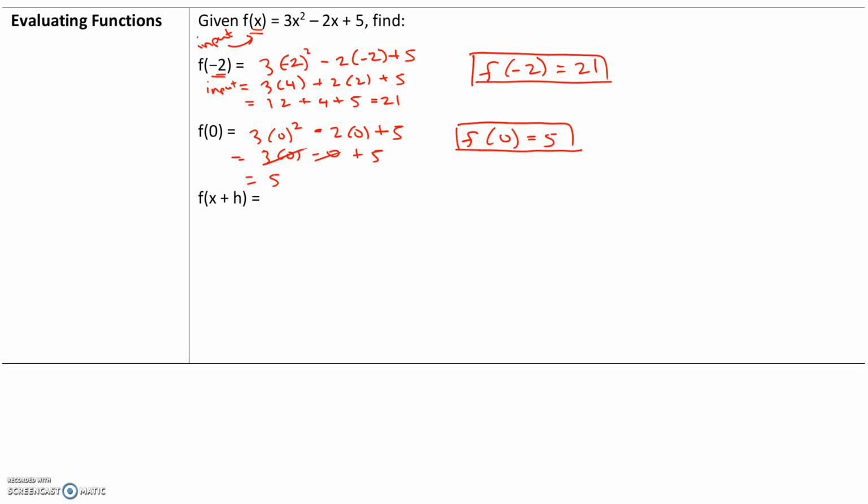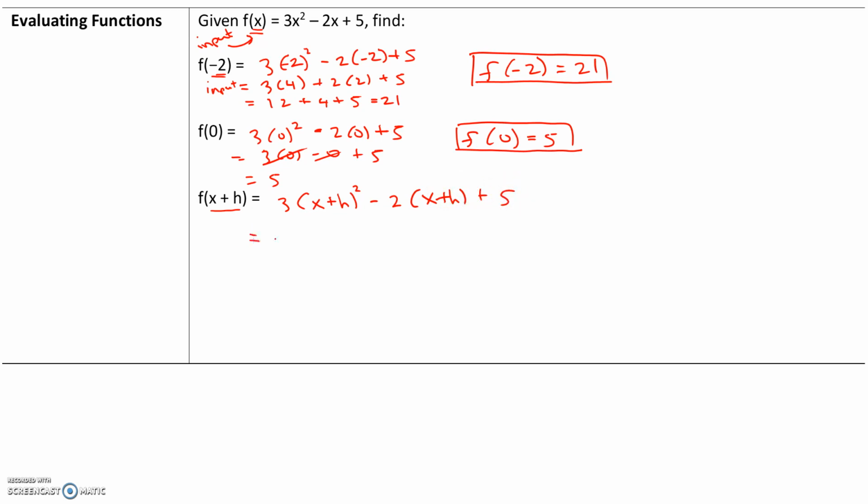Now, instead of a number, our input is going to be an expression, which is x plus h. So once again, whether we have a number or an expression, each x on the right side will get replaced with whatever the input is. So instead of 3 times x squared, we will have 3 times x plus h to the second power. This x gets replaced with this input. Instead of 2 times x, we have minus 2 times x plus h, and we have plus 5.